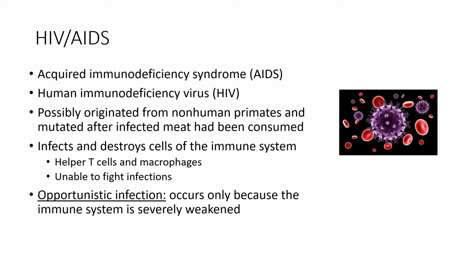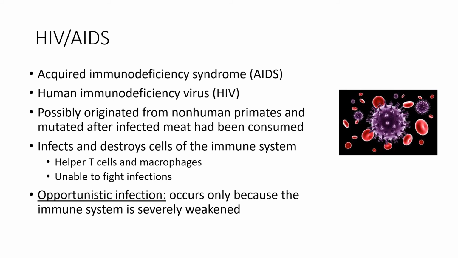So the possible origin of HIV/AIDS is from non-human primates, which had become mutated after infected meat had been consumed. Possibly chimpanzee or gorilla meat, maybe bonobo meat, something like that had occurred. And because there's such a close relationship between humans and primates, it wasn't too much of a jump for this virus to go from that original host to humans.